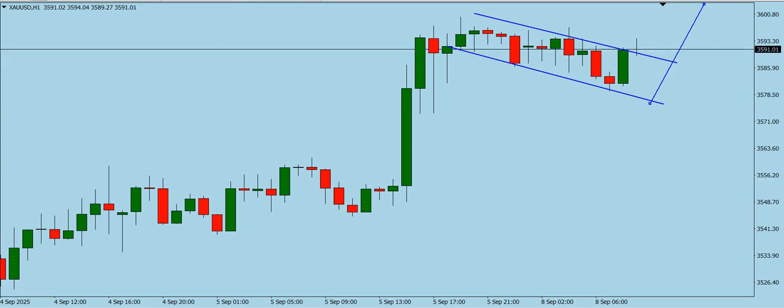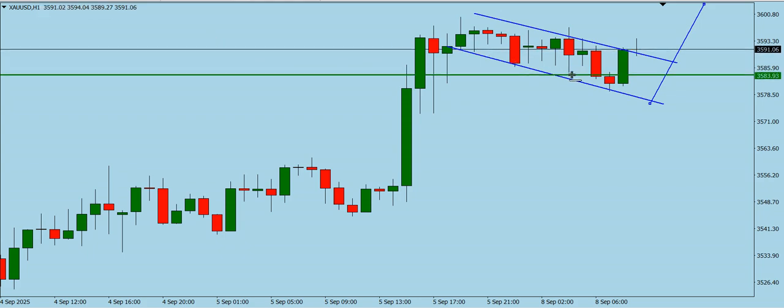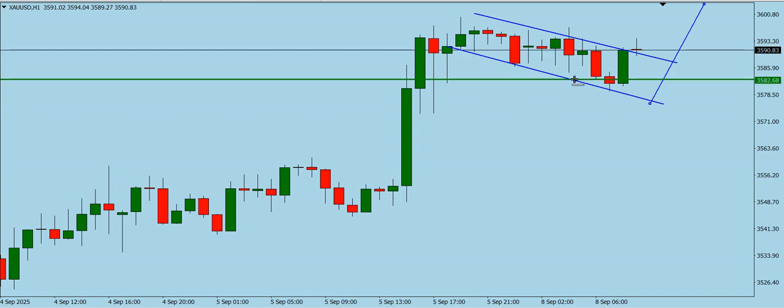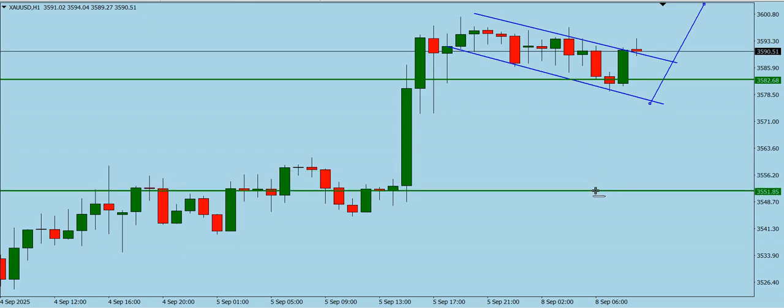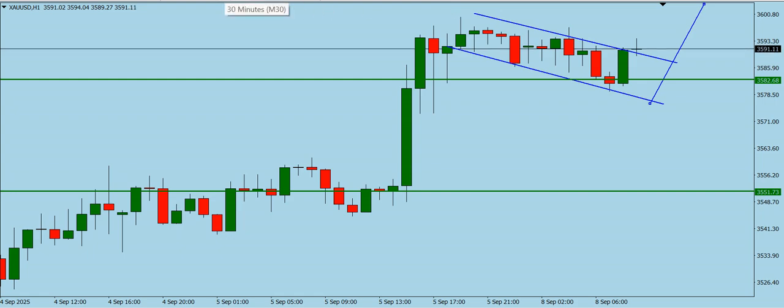But if price does not break out on the 1-hour time frame, we might see price dropping to 3582 as the first stop. Then the second stop is 3551. But if price does not drop, we might see price continue its momentum upwards.